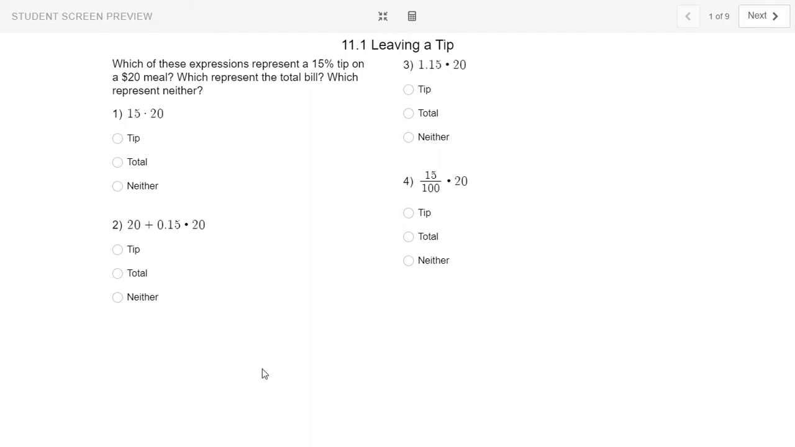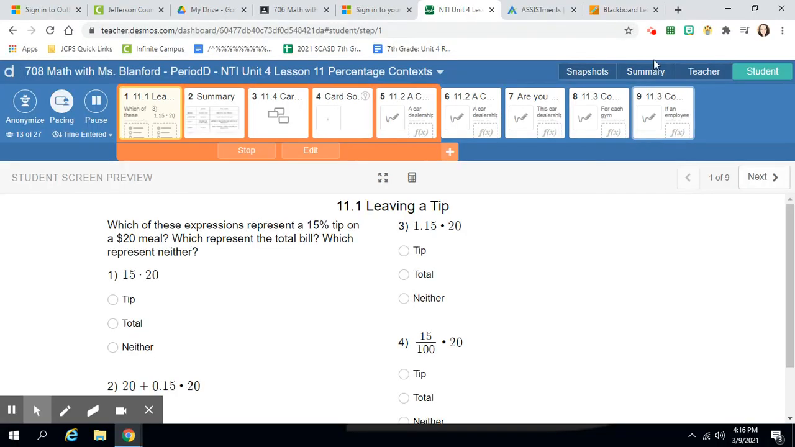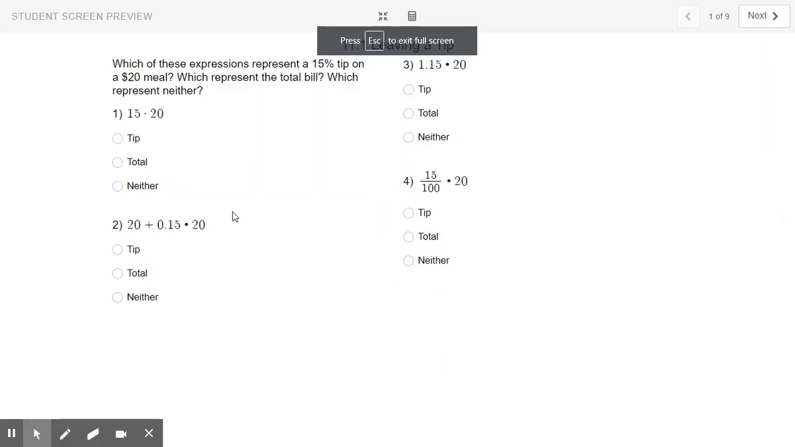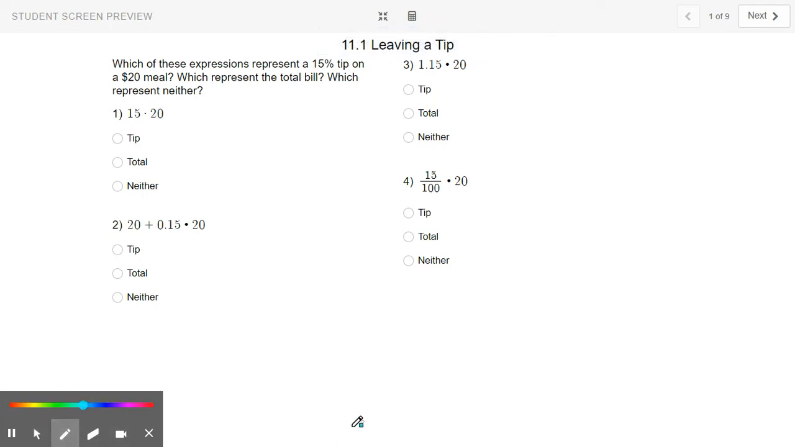So for this warm-up, you're asked to figure out which one of these expressions represents a 15% tip on a $20 meal, and which one represents the total bill, and which ones represent neither. For this particular problem, I would suggest using a bar model to kind of get your thinking organized.